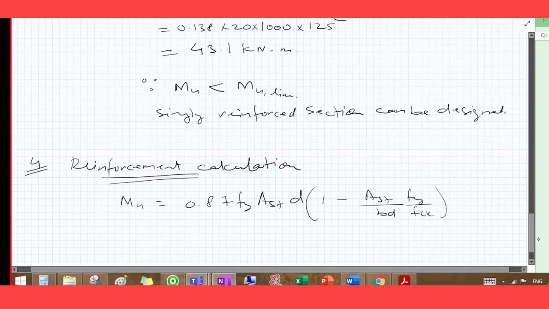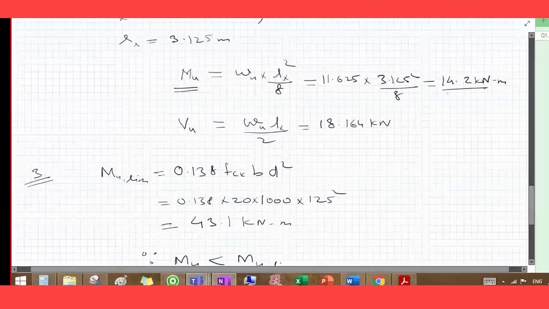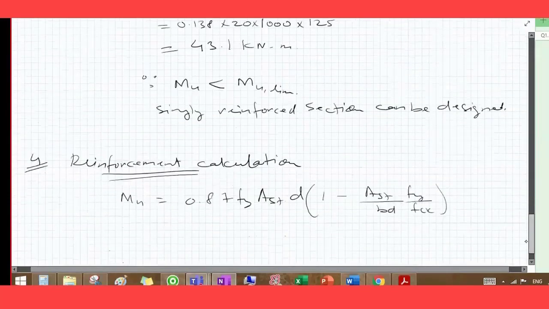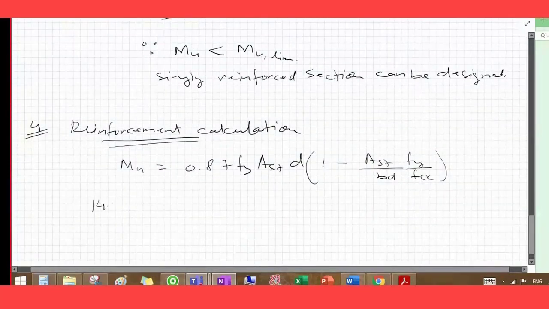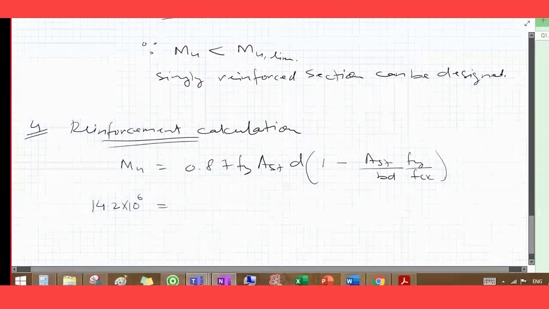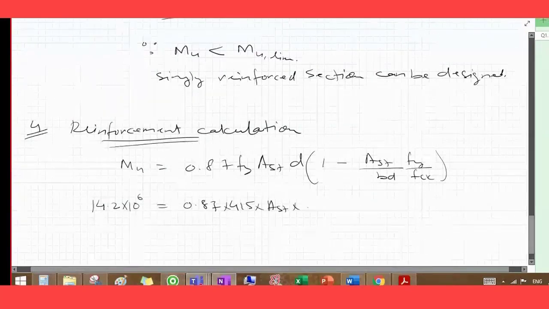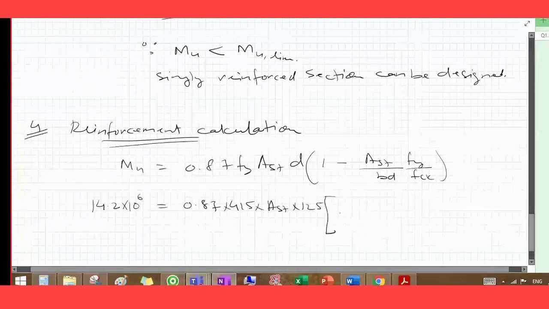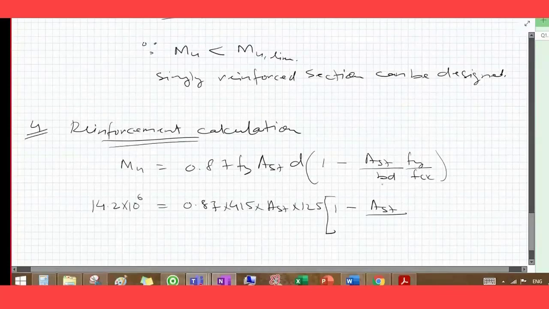So what is the Mu? What is the factored moment for which you have to design? 14.2 kilonewton meter. So let me write Mu as 14.2 into 10 to the power of 6 Newton millimeter, because all the units here have to be in Newton millimeter. So substitute all the values: 0.87 into 415 into AST into 125, 1 minus AST by B, which will be 1000 again because I'm considering a 1 meter strip, D is 125, Fy is 415, FCK is 20.